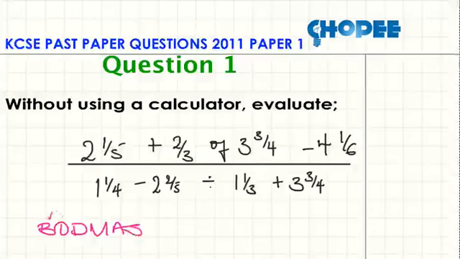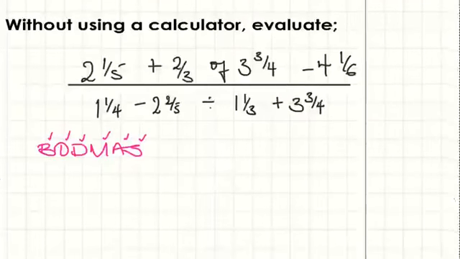where B stands for bracket, O stands for of, D stands for division, M stands for multiplication, A stands for addition, and lastly, S stands for subtraction. So we are given 2 1/5 plus 2/3 of 3 3/4 minus 4 1/6 over 1 1/4 minus 2 2/5 divided by 1 1/3 plus 3 3/4.